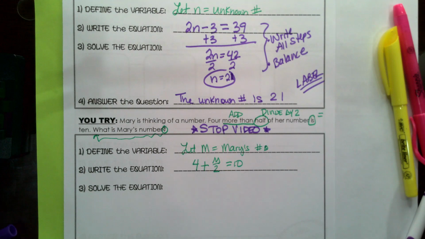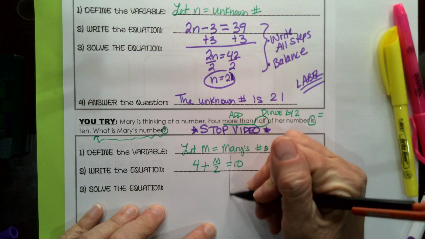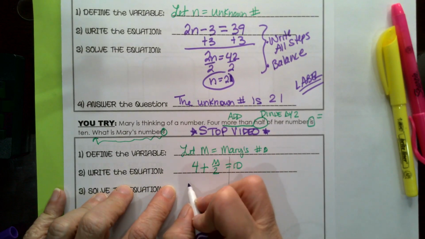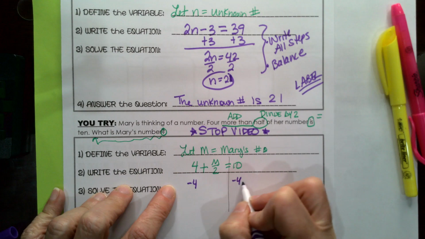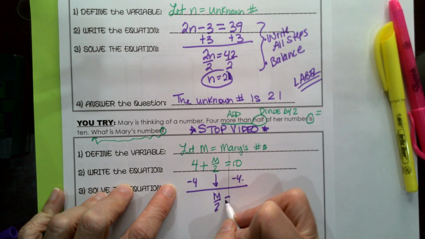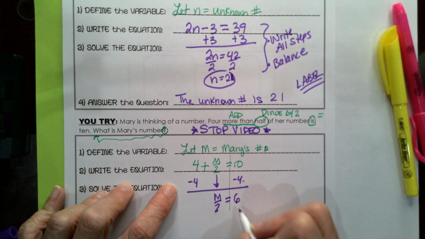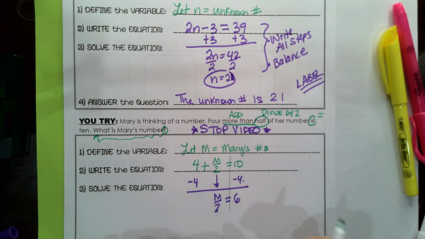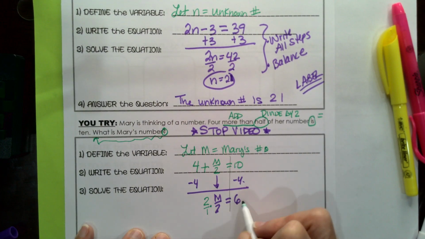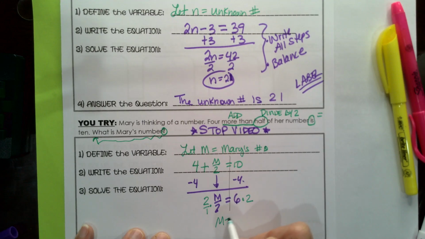Okay? So some of you like to put the line through the equal sign. Let's go ahead. So now the first thing we have to do is get rid of this 4. We're going to subtract 4 on both sides. Bring down the m over 2. Bring down the equal sign. 10 minus 4 is 6. Now, to undo this division here, we have to multiply. So we're going to multiply both sides by 2. Going to get m is equal to 12.